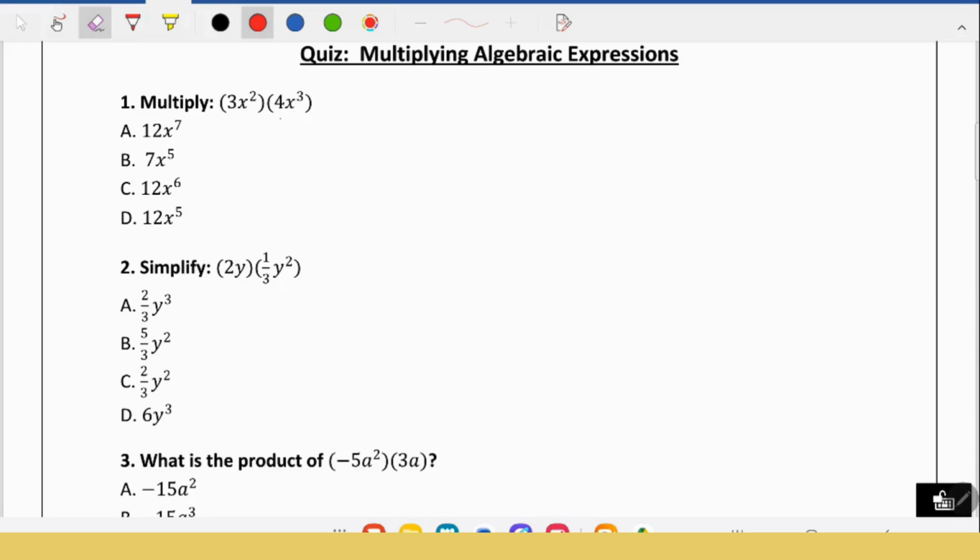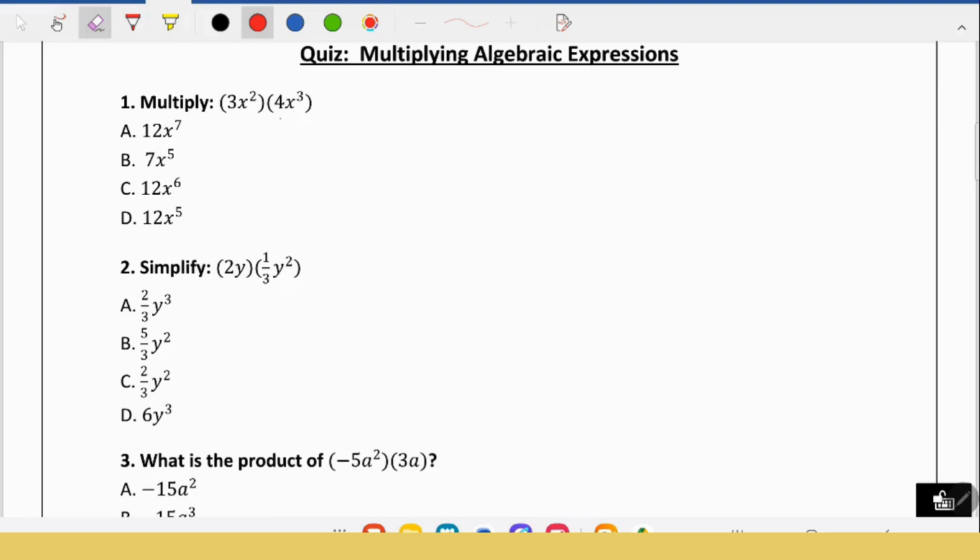Hi everyone, in today's lesson we are going to learn how to multiply algebraic expressions. Let's make it simple and fun. In this lesson I have multiple choice questions, so I'm going to solve them.